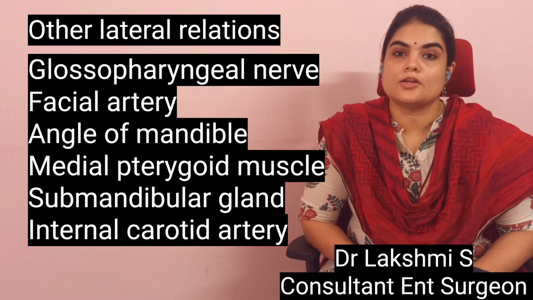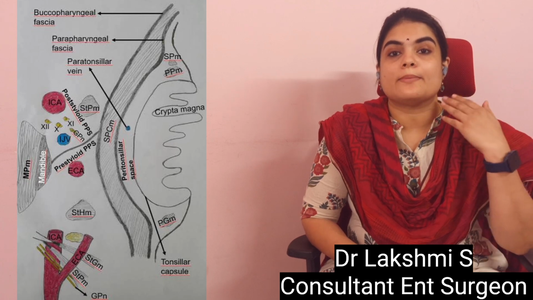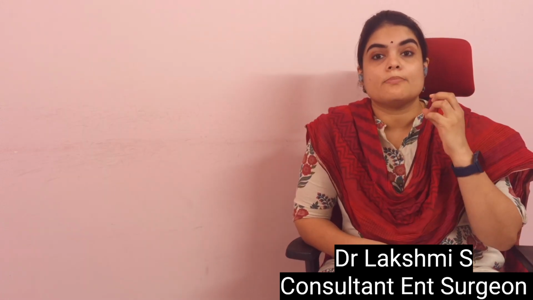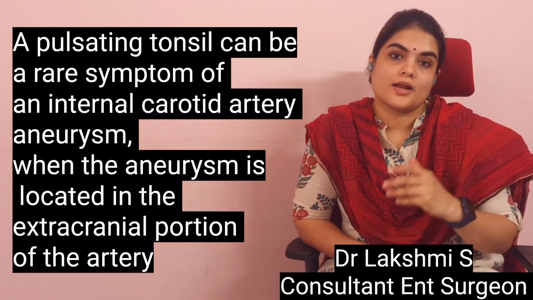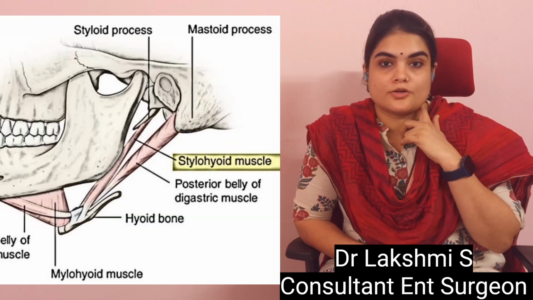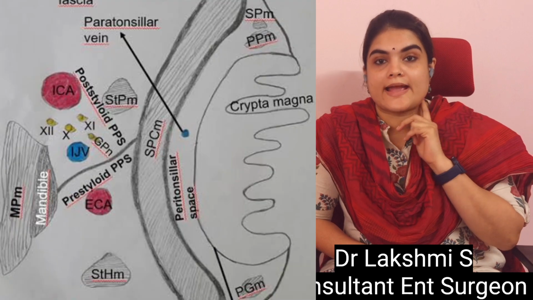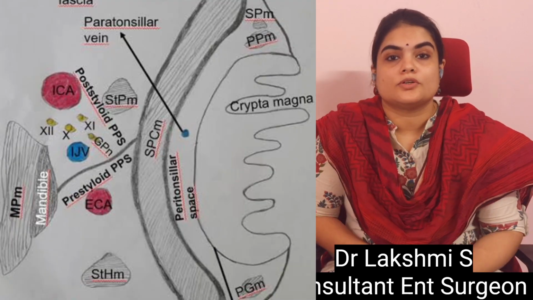Other lateral relations: you have the internal carotid artery. The internal carotid artery is located around 25 millimeters, or 1 inch, lateral to the tonsil. So any pulsating tonsil can be a presenting symptom of an internal carotid artery aneurysm. You also have the styloid process related laterally to the tonsil. So any elongation of the styloid process or calcification of the stylohyoid ligaments, you can palpate in the inferior wall of the tonsil.